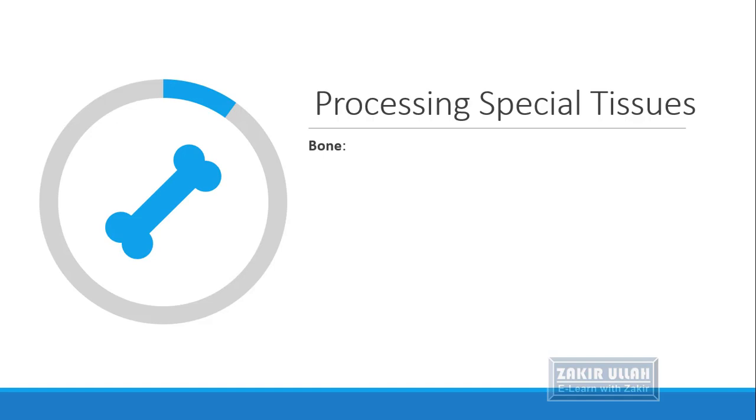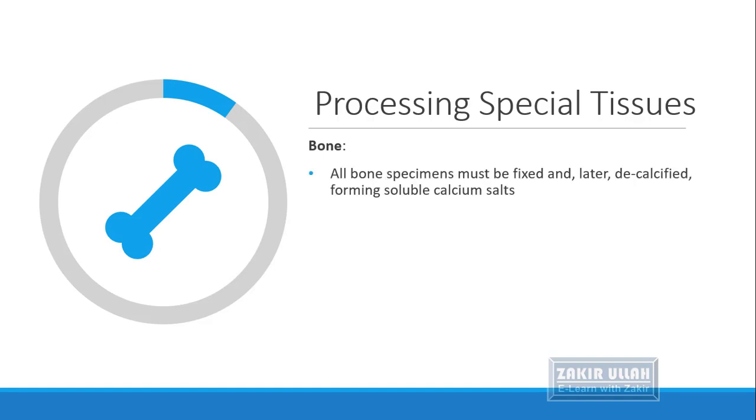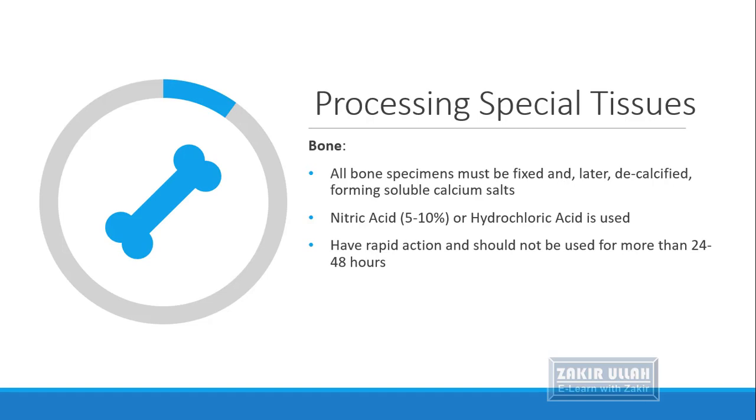For processing of special tissues, for example bones, if processed routinely and there is no emergency, all bone specimens must be fixed and then decalcified, forming soluble calcium salts. Decalcification is done with the help of acids, usually 5 to 10% nitric acid or hydrochloric acid. It should not take more than 24 to 48 hours because these acids have a strong and fast action.